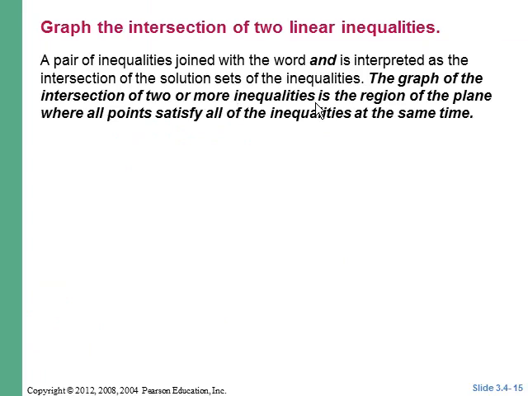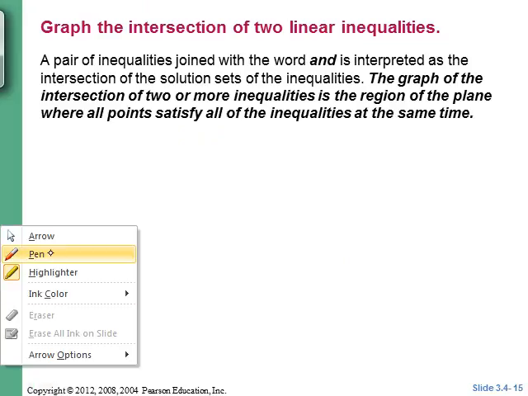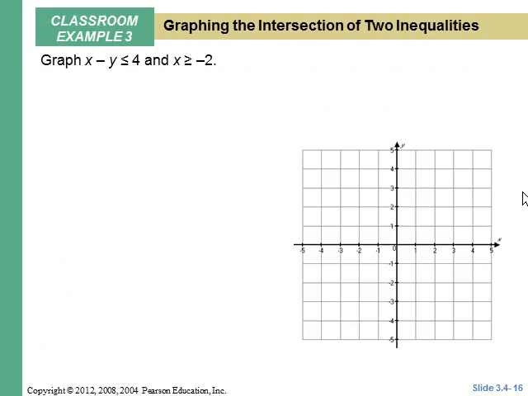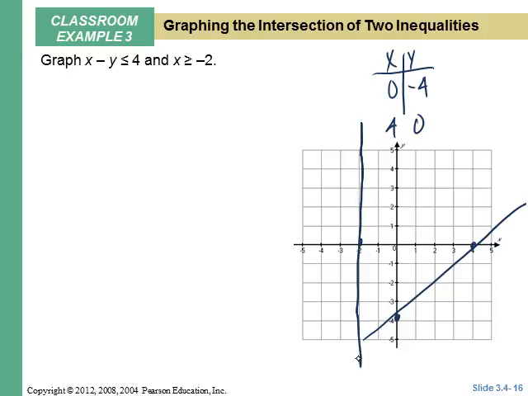What do you do if you're doing an intersection? Well, what has to be true is that it has to solve both inequalities at the same time. So we're going to first of all graph both of these inequalities, x, y, 0, 0. If x is 0, y is negative 4. If y is 0, x is positive 4. Over 0, down 4, over 4, up 0, and it's a solid line. And then x is here at negative 2, and it also is a solid line.